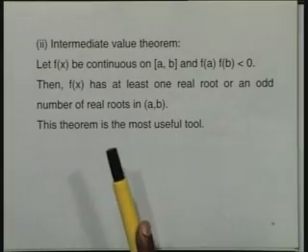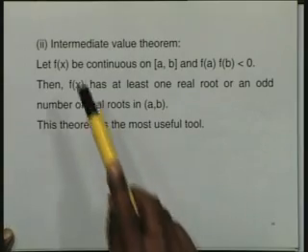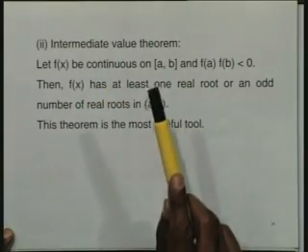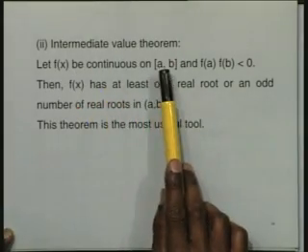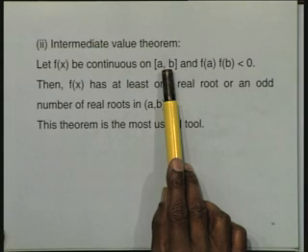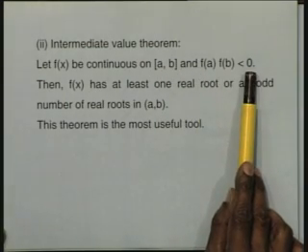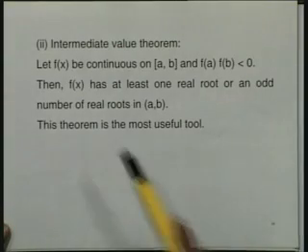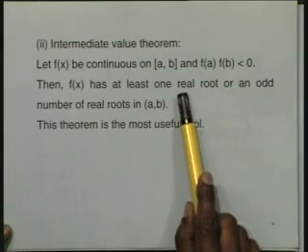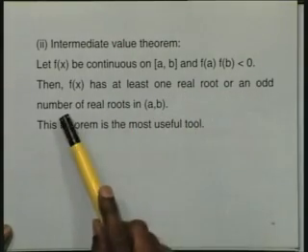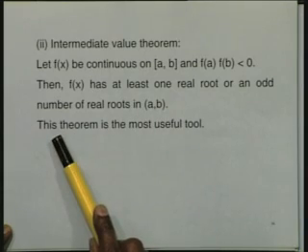But now let us discuss the other way of finding the initial approximation, which is the most useful and which we shall use often in our analysis, called the intermediate value theorem. We assume of course f(x) is a continuous function in [a, b], and f(a) f(b) is less than 0. Then f(x) has at least one real root, or an odd number of real roots, in (a, b).